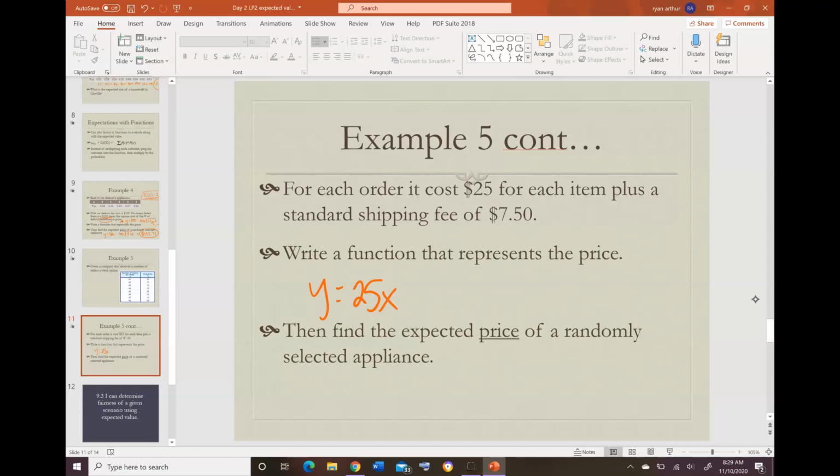That's why. So it says plus the standard shipping fee. All right. Oh, and here comes the kids.